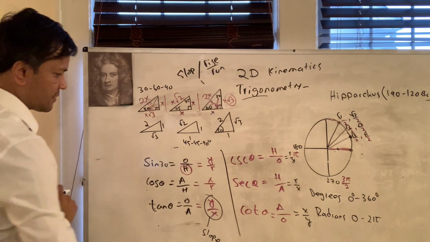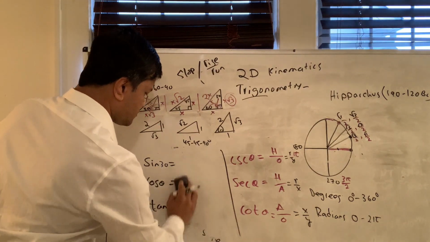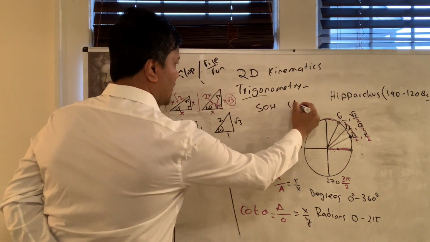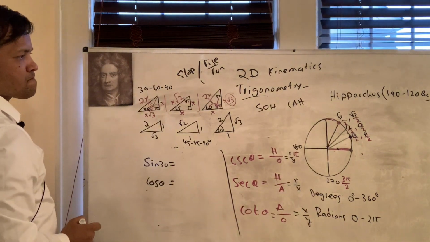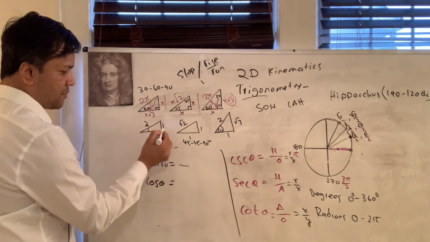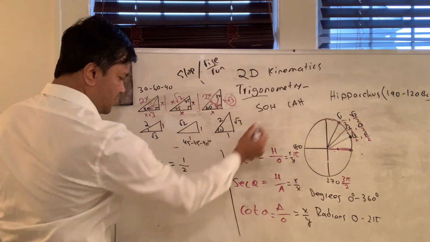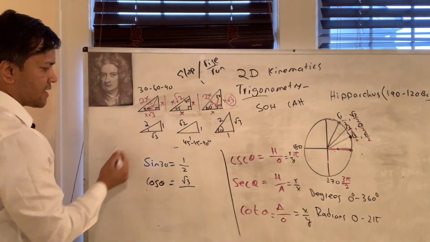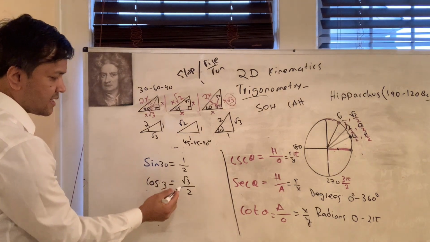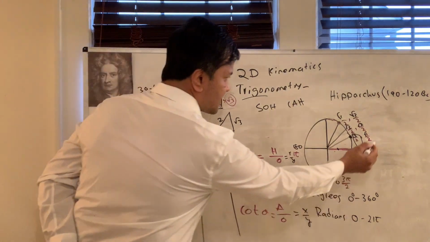All right, so now let's check. Sine 30: sine is, remember, SOH CAH TOA. Opposite over hypotenuse. So this is the theta, 30 degree. Opposite is 1, and hypotenuse is 2. The cosine is adjacent over hypotenuse. Adjacent is root 3, and hypotenuse is 2. So my cosine 30 degree is root 3 over 2, and sine 30 degree is half. Proof.